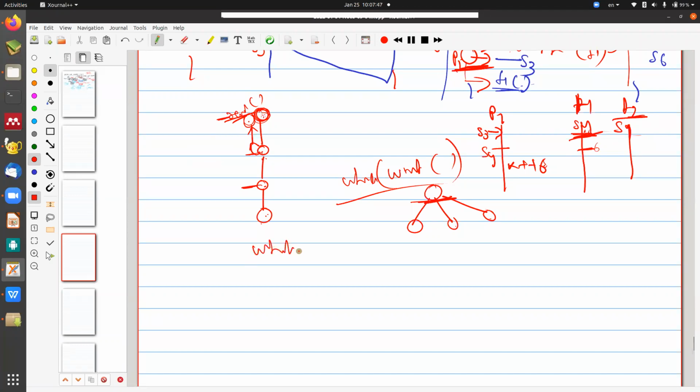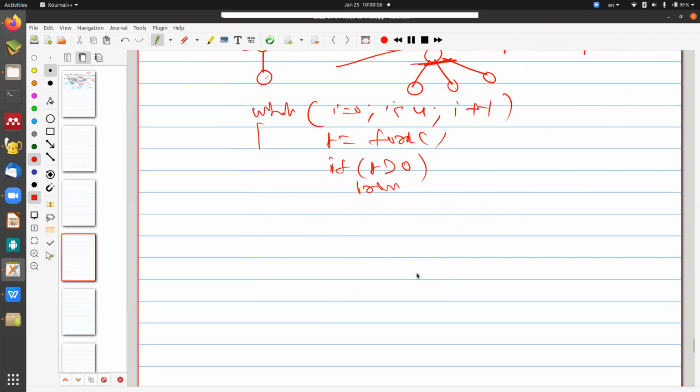Suppose I am writing a while loop. I equal to 0, I should be less than 4 or 3, then I plus plus. Then I am making t equal to fork. If t is greater than 0, then you have to break. Break means you come out here. Once you come out, your first responsibility is to send. How to send? You write some write command, and then you make a read command.